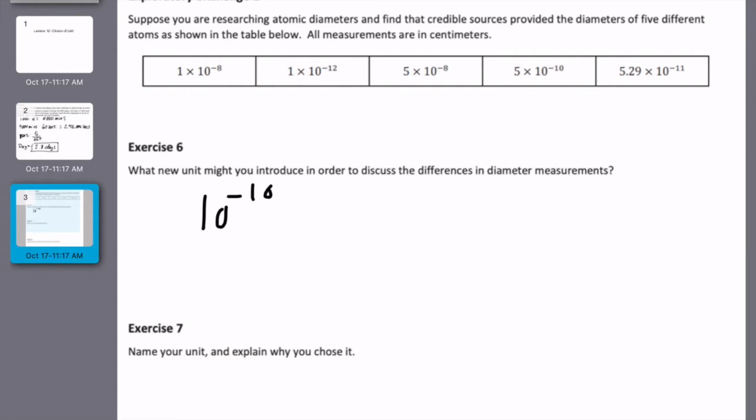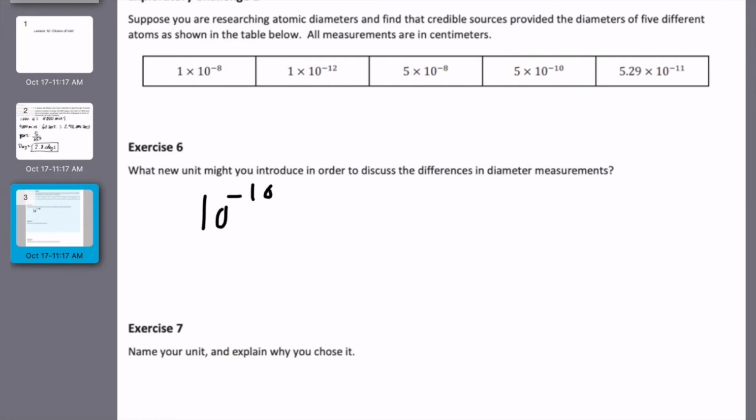Now, you could have said 10 to the negative 12th because all measurements could then be expressed without exponential notation, or you could say 10 to the negative 8th should be the unit because two measurements are already of that order of magnitude. But in this case, it might be more appropriate to say 10 to the negative 10th because it's the average of all powers.